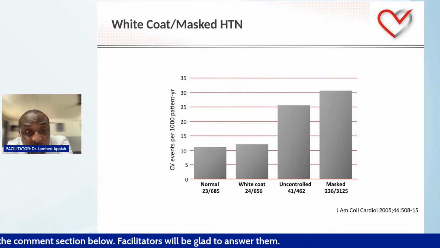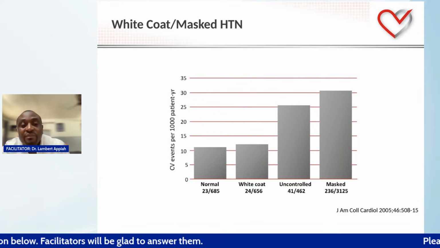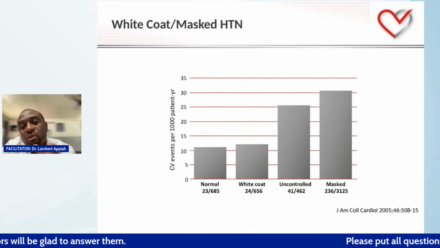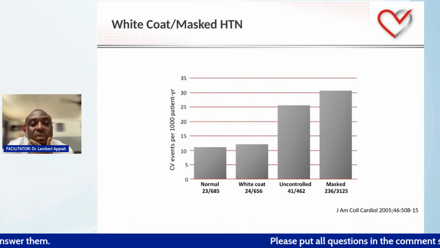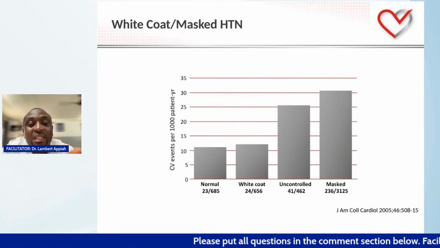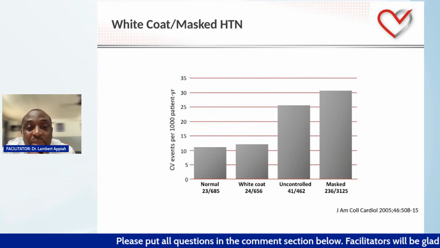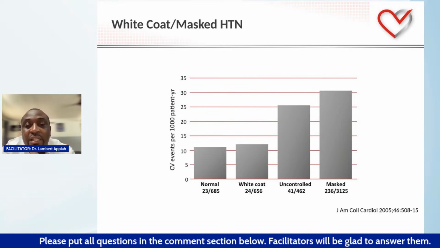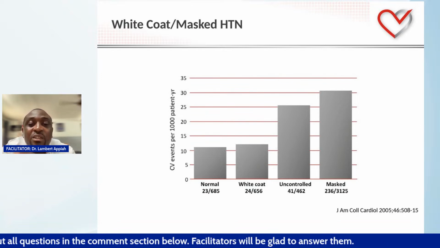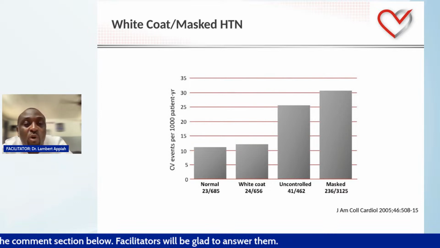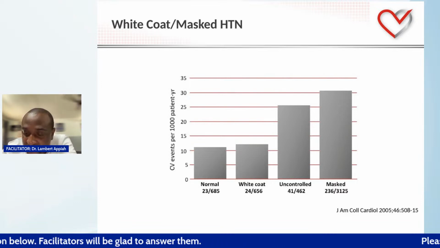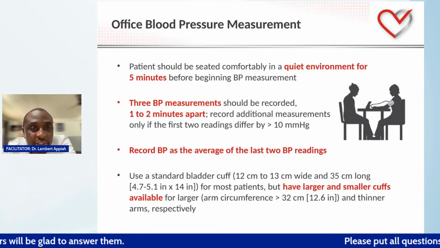So, in summary, if you have white coat hypertension, your event rate is comparable to somebody who is normal. So it is less benign. But if you compare people with uncontrolled high blood pressure, then if you had masked hypertension, your risk is either about the same or more, as demonstrated in Japan.